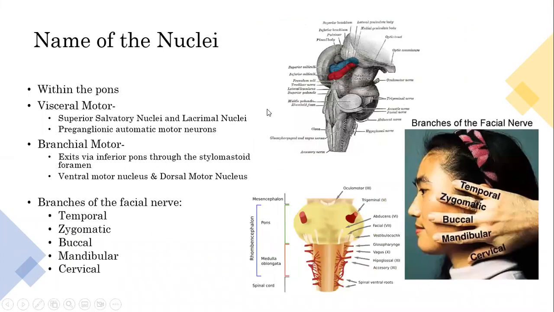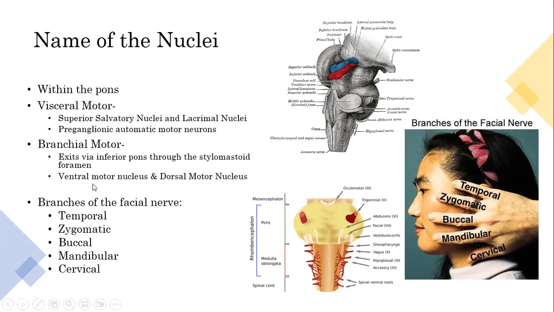The nuclei are within the pons, which is these structures here. You have your visceral motor nuclei and the branchial motor nuclei. The visceral motor is superior, and it's the salivatory nuclei and then the lacrimal nuclei. The preganglionic autonomic neurons are where they originate. Branchial motor, that's where it exits via the inferior pons and then through the stylomastoid foramen to go out of the skull.